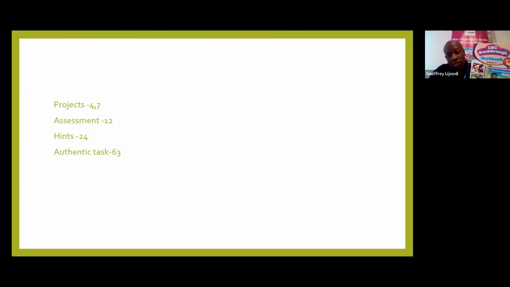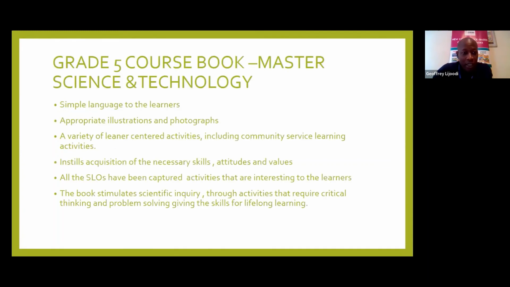So I would request you teachers to look at these books in the bookshops around you and interact further with them. The Grade 5 course book for Moran is the Master Science and Technology, an interesting course, and Vitalis is one of our authors there. It has simple language for the learners, appropriate illustrations and photographs, and a variety of learner-centered activities, including community service learning activities. When you look at the book, it instills acquisition of the necessary skills, attitudes and values.